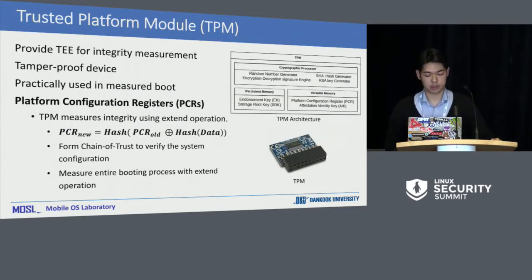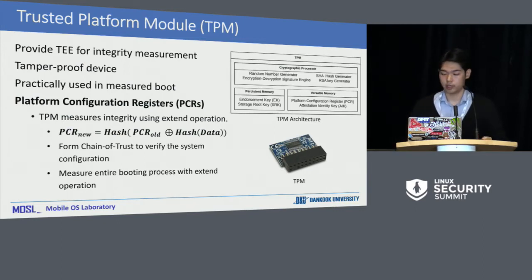Before I explain TUX, I'm going to explain some of the key technologies I used in TUX. First of all, we use the famous TPM 2.0 to measure integrity. It is a tamper-proof device to measure integrity and store the integrity measurements. A fun thing about the TPM is that it stores the integrity measurements in special registers called PCRs. Some of you might know the PCR values are not just calculated values stored into the PCRs. It uses a special operation called extend.